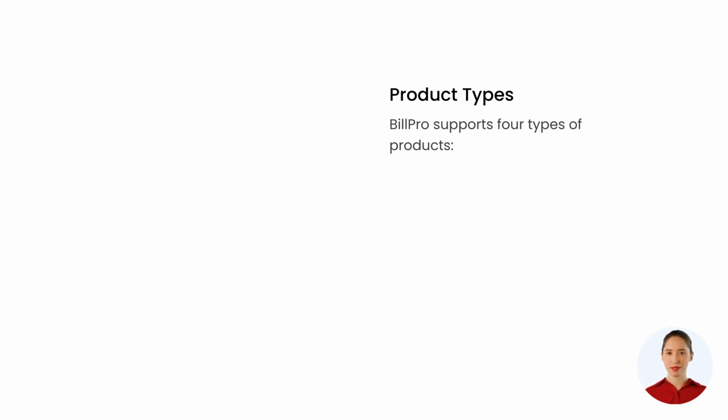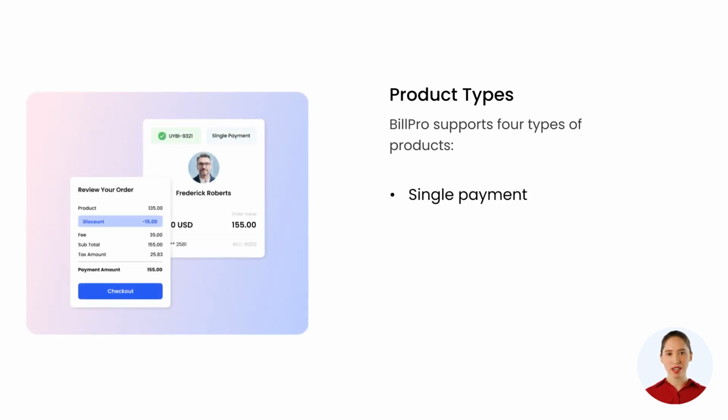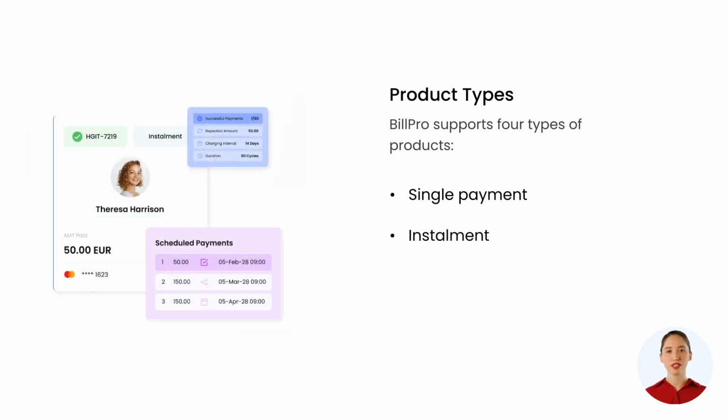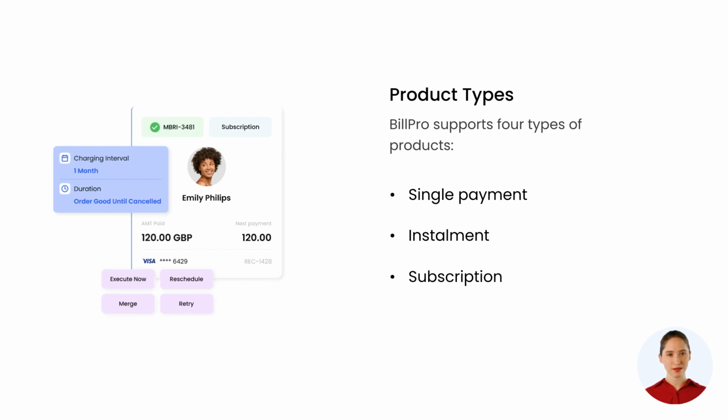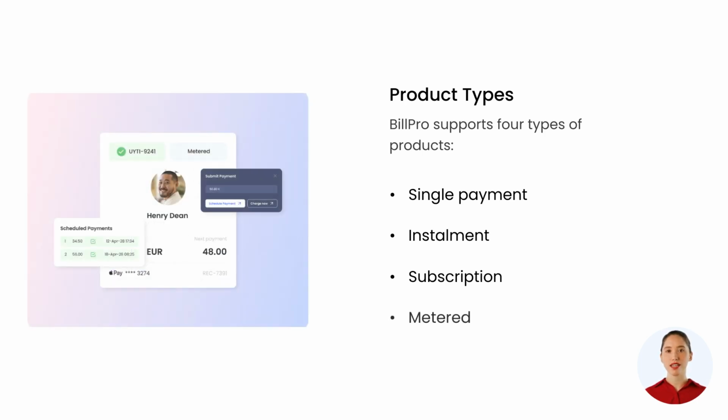BillPro supports 4 types of products. Single payment products are for one-time purchases. Installment products are for a deposit amount and multiple payments over time. Subscription products are for regular periodic billing. And metered products are for usage-based or pay-per-use billing.